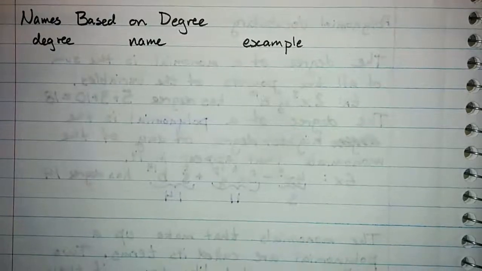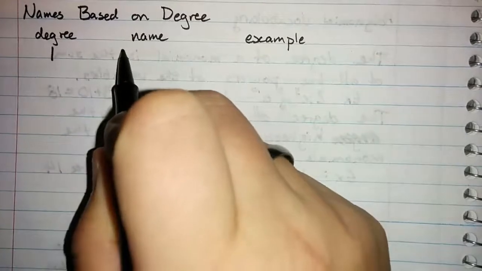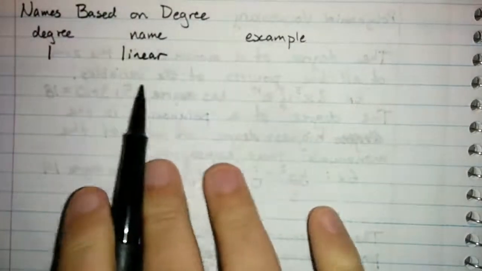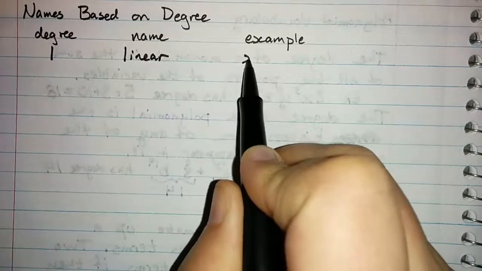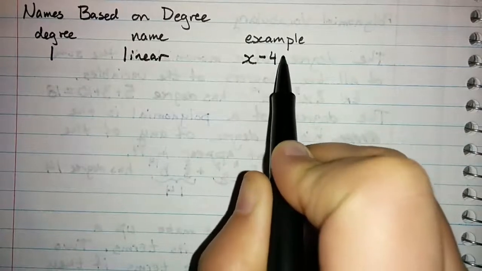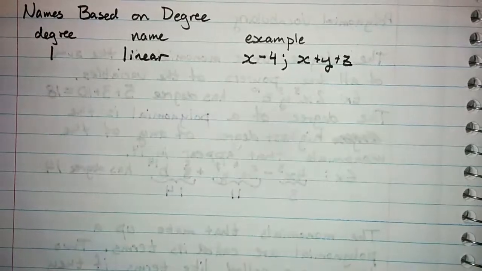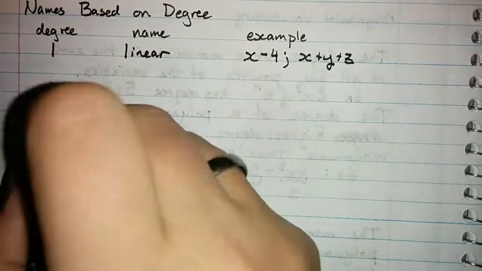We also give polynomials names based on their degree. A degree 1 polynomial is called linear. And this is the same use of linear that we've been using all along. So, for example, x minus 4 or x plus y plus z would be linear polynomials.